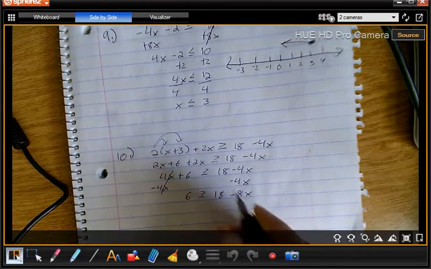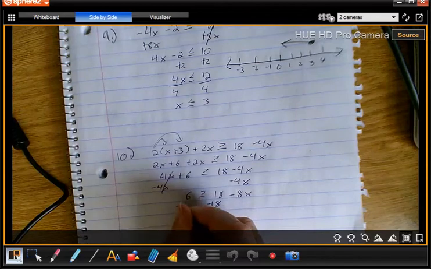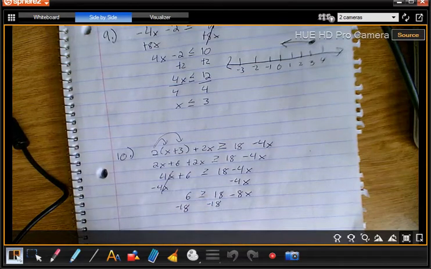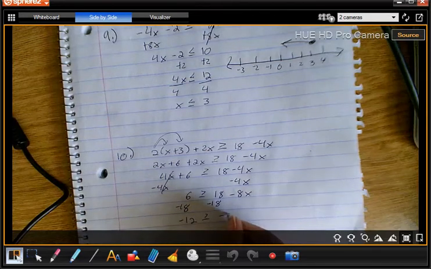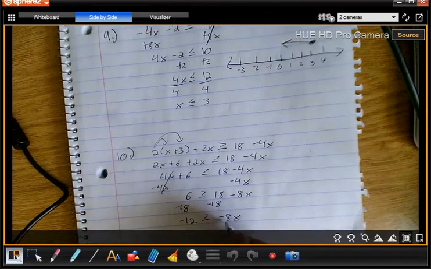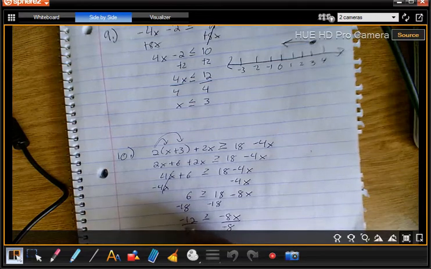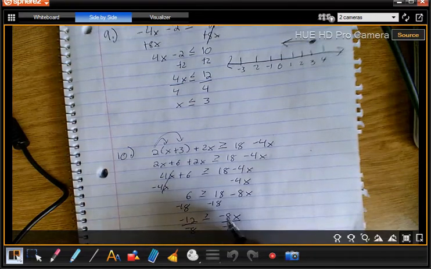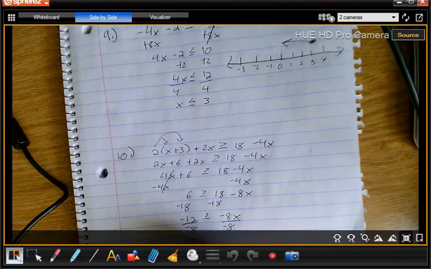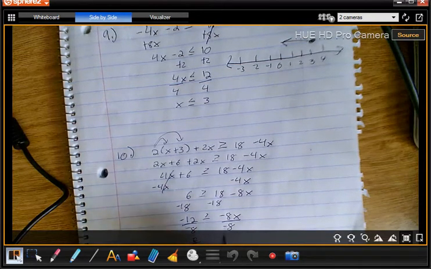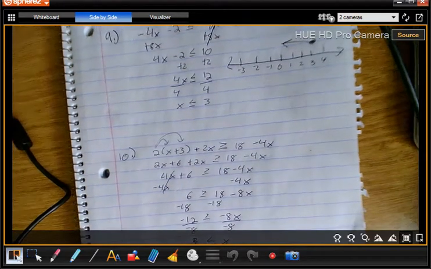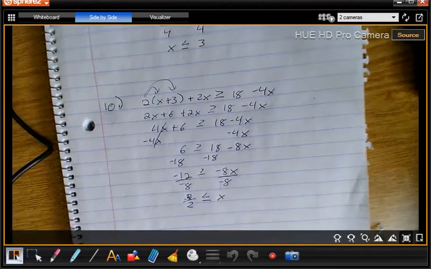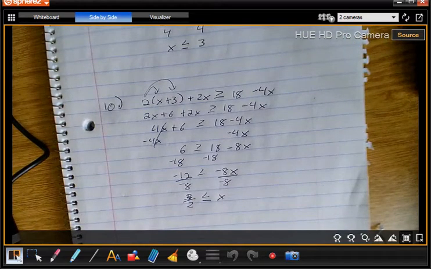I'm going to subtract 18 from both sides. So I get negative 12 is less than or equal to negative 8x. And then I'm going to just divide by negative 8. When I divide, make sure you switch it, and I'm going to get 3 halves, because it's reducing 12 eighths, less than or equal to x. And again, if you get a fraction, that is okay as well. Okay, so those are just some practice problems to think about.